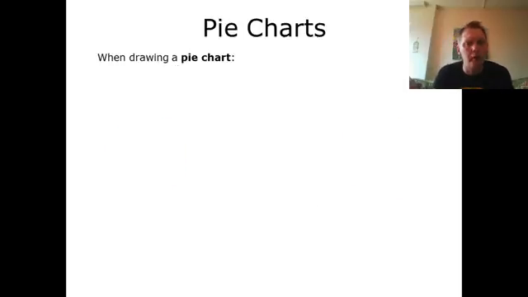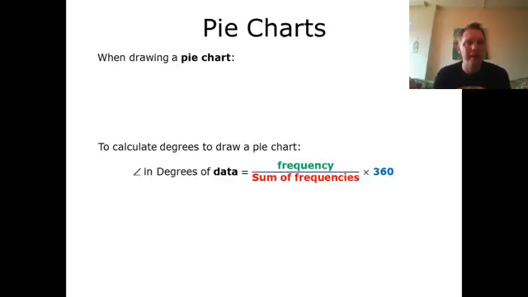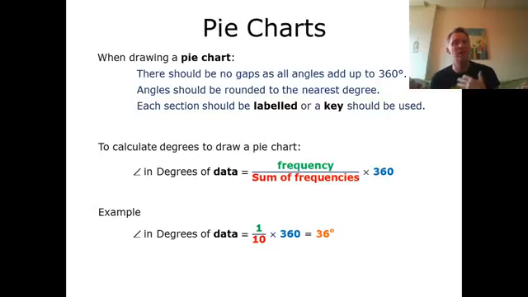So how do we draw a pie chart? What we actually need is this calculation just here. So we've got the degrees of our data equals the frequency divided by the sum of frequencies. So one of our frequencies, one of our totals, divided by the sum of our totals, and then multiply that by 360, because there are 360 degrees within a circle.